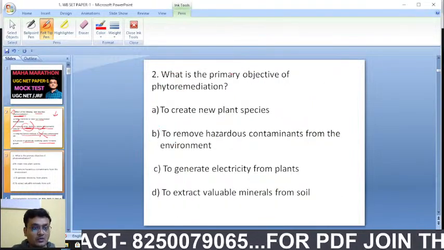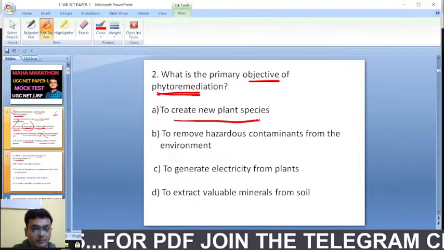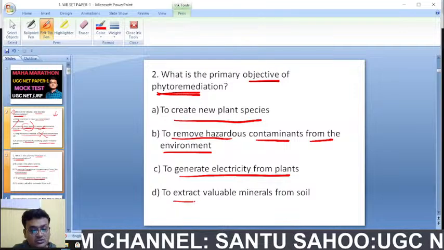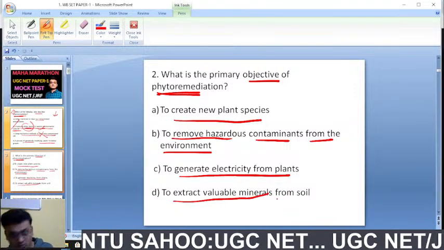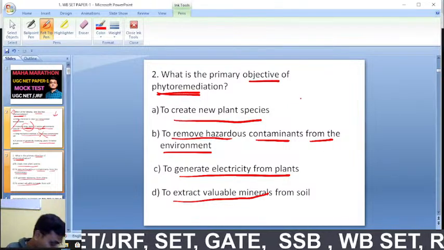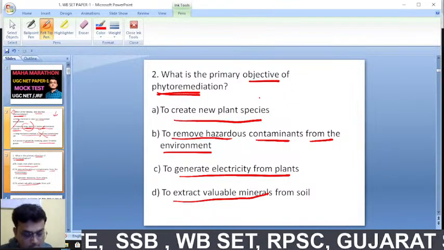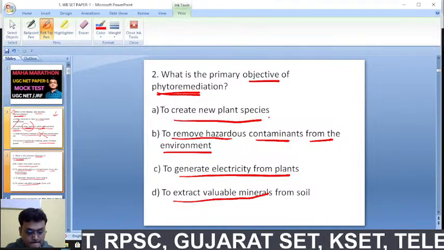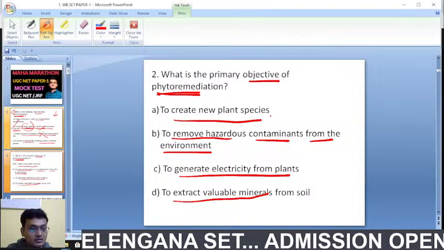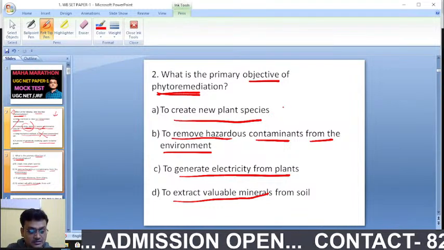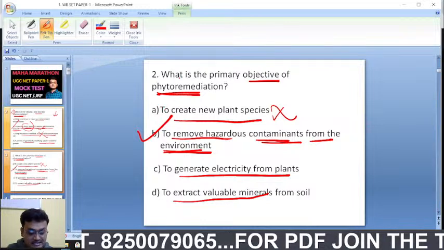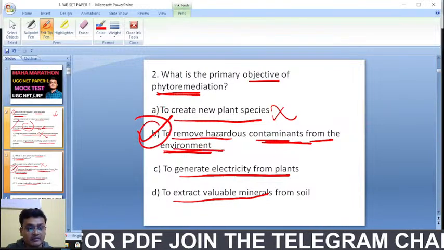ठीक है, will discuss that. What is the primary objective of phytoremediation? To create new plant species, to remove the hazardous contaminants from the environment, to generate electricity from plants, to extract valuable minerals from soil. What is the purpose of phytoremediation? Then we will be discussing here. I discussed it now. New plant species को create करना. Is it? No. Then to remove the hazardous contaminants from the environment is actually phytoremediation. Exactly, Archana and Godot. To remove the hazardous contaminants from the environment is actually phytoremediation.